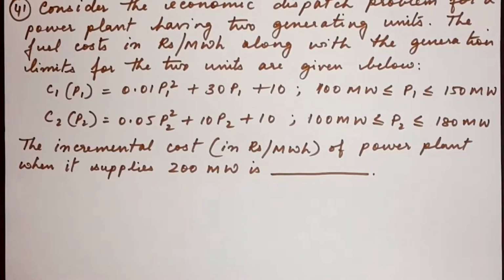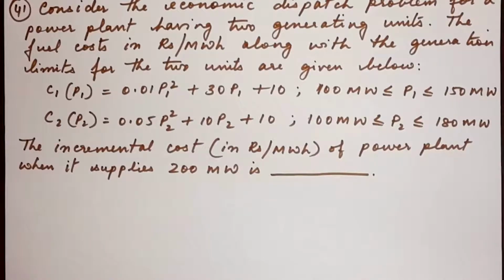Here's the next question, number 41. Consider the economic dispatch problem for a power plant having 2 generating units. The fuel costs in rupees per megawatt hour along with the generation limits for the 2 units are given below.